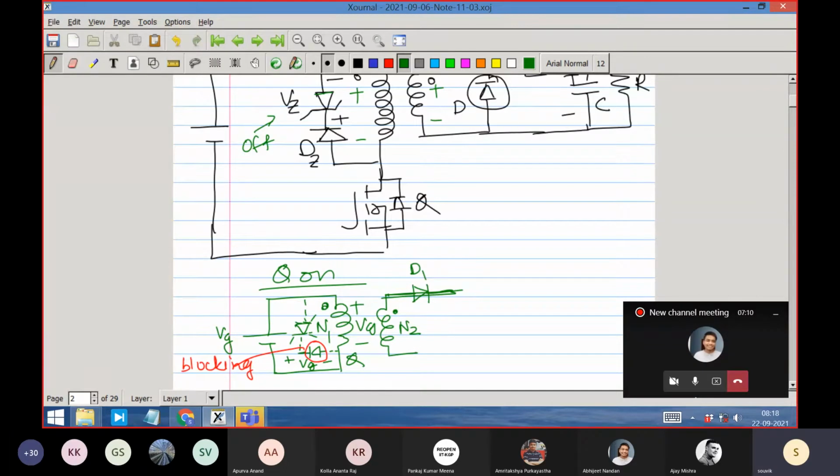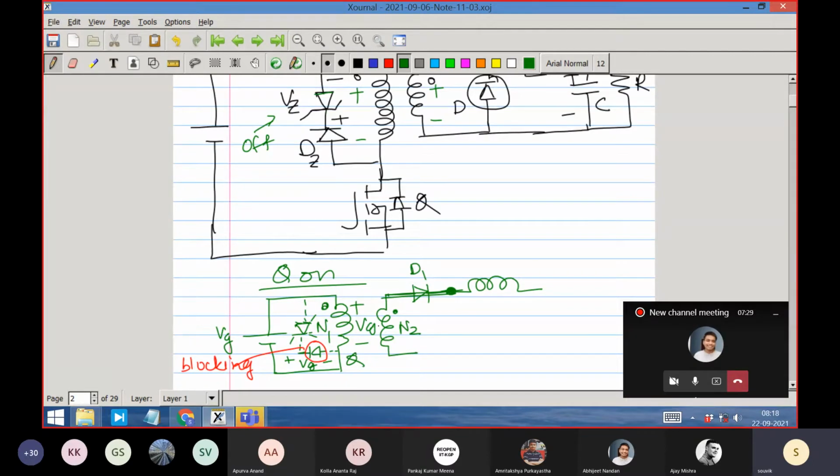Apparently, during on time, its utility is not seen, because even without the diode, the voltage would have gone to the inductor terminal. This is the inductor terminal. It would have come, but its need will be felt when the switch is off. Then it has to block it.